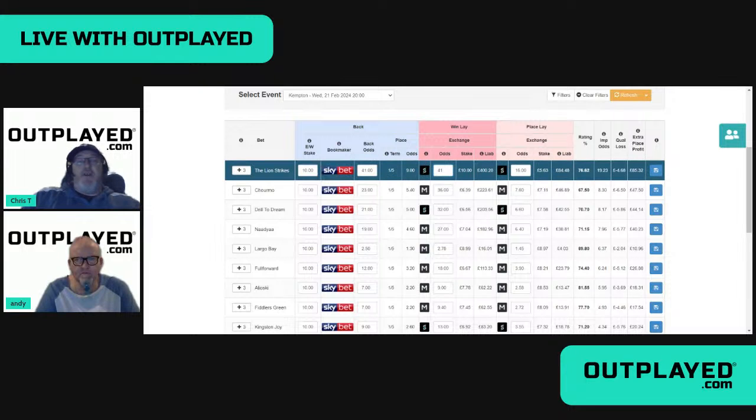So if by some miracle The Lion Strikes is running this race, it had back odds of 41, which it does at Sky, and the lay odds at Smarkets were 41, and the place odds, and that's on the 3-place market that we'd be doing our lay bet on, were at 16. We'd have implied odds of 19.23.